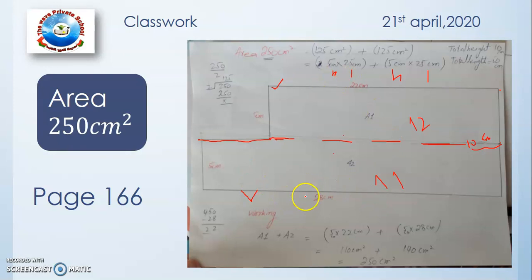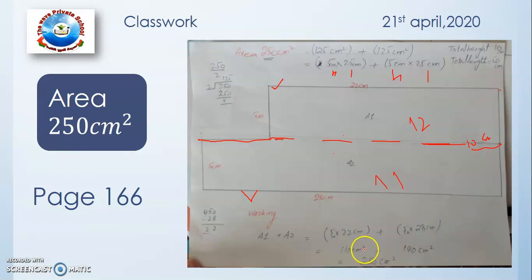After doing this, we need to do the working. Area 1 plus area 2 to find the final area. Area 1, the height is 5 centimeter and the length is 22 centimeter. Plus area 2, height is 5 centimeter and the length is 28. After that, we need to multiply. The first one, we can get the answer 110 centimeter square, because centimeter multiplied by centimeter is centimeter square.